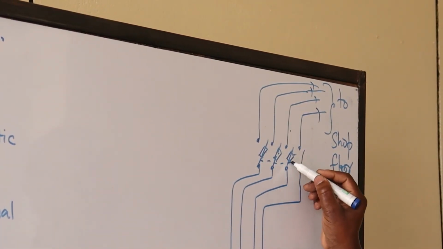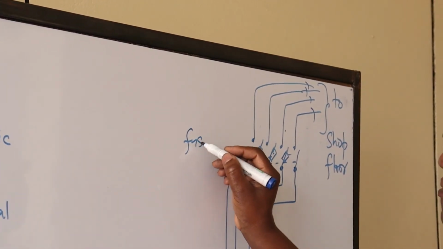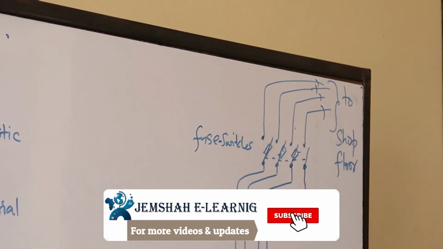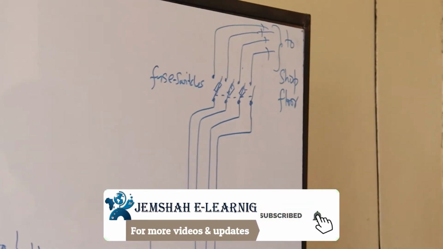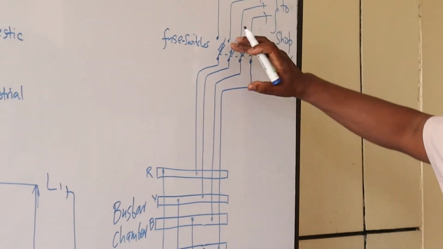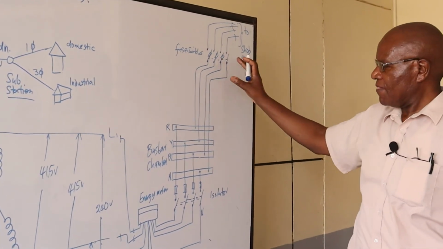And this connection here goes through what we call fuse switches. I think you'll notice the difference between these connections here and these ones here. Now these ones here, when you operate them, you're not supposed to switch them on when there is a load connection at the other end.